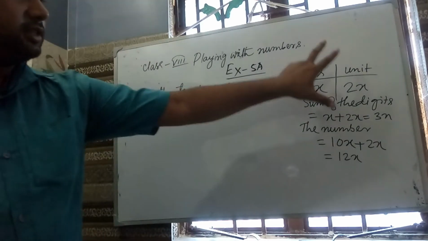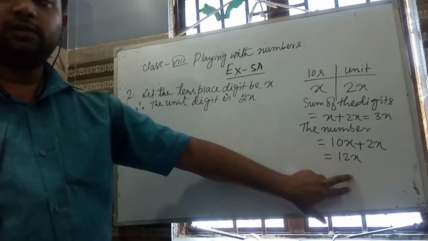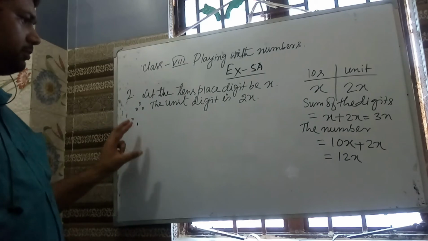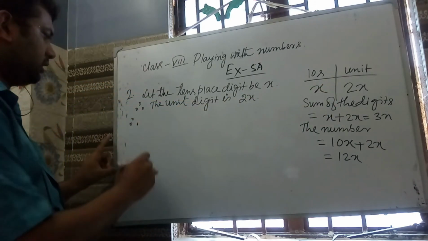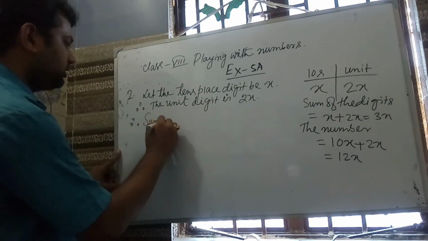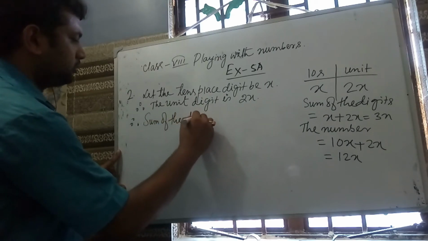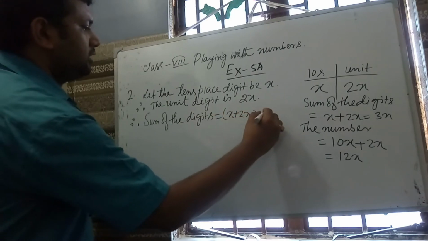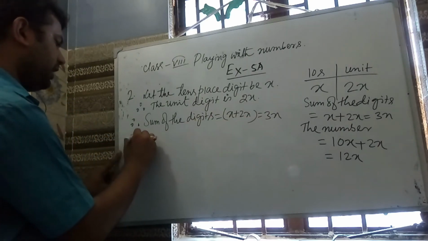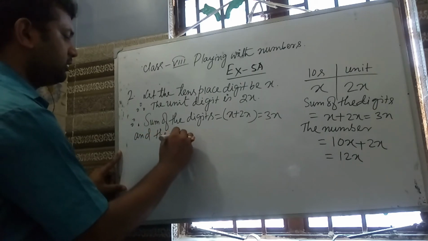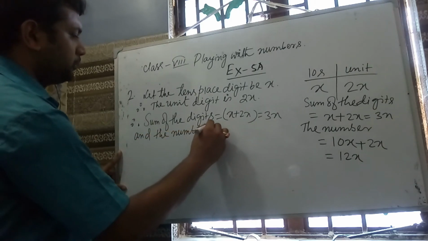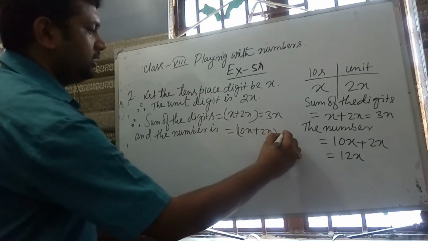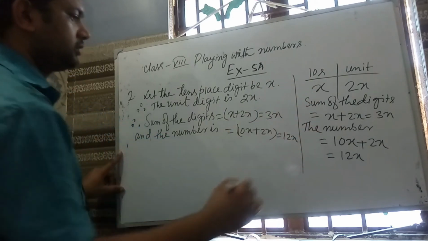So, we have to write down. Therefore, we are writing these things in the rough, to make it clear to you. But this is our actual sum. So, we have to just write these two things over here. Therefore, sum of the digits equal to x plus 2x equal to 3x, and the number is 10x plus 2x, that is 12x. Okay.